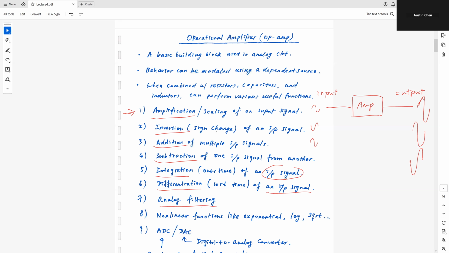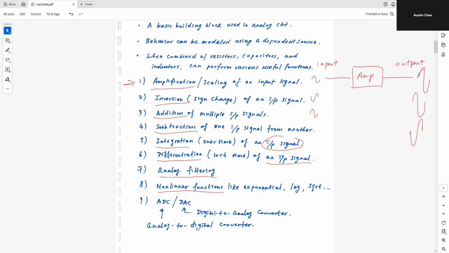We can also have our op-amp perform some nonlinear functions. For example, I can have it do exponential function, log, square root. Lastly, I can have my op-amp perform analog to digital conversion, and digital to analog conversion.